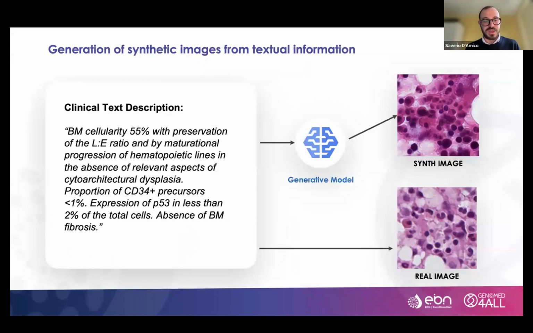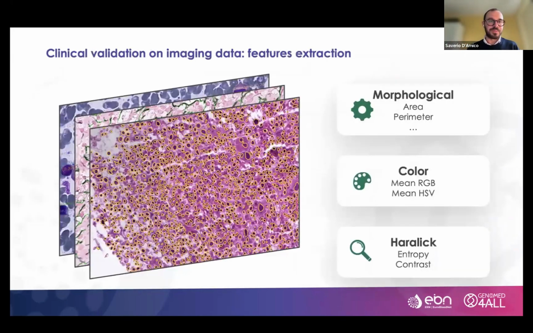And of course, we also created a generative model that can help us in creating synthetic images starting from the medical text report. So we can create basically a lot of histopathological images starting from medical text reports, the diagnosis of the patients, treatment information, so every kind of information that we can find in the medical text report.